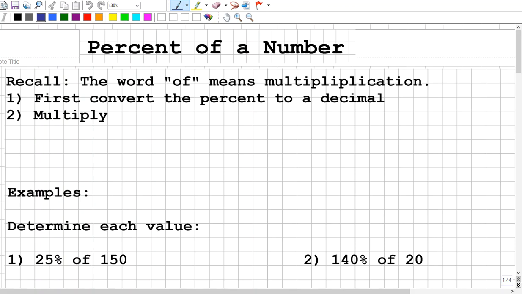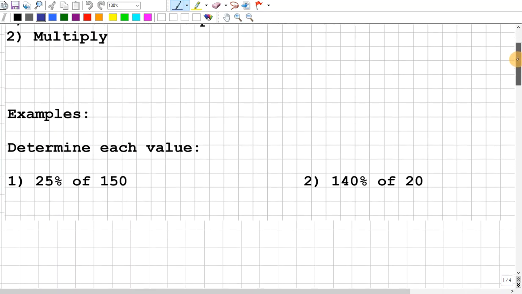This section is percent of a number, and we'll look at that word "of" in mathematical terms. Typically, it means multiplication. So recall, the word "of", as I said, means multiplication. So there are two steps. First, we're going to convert the percent to a decimal, which we saw last lesson. And step 2, we're going to multiply. And that's it. That's all it is.